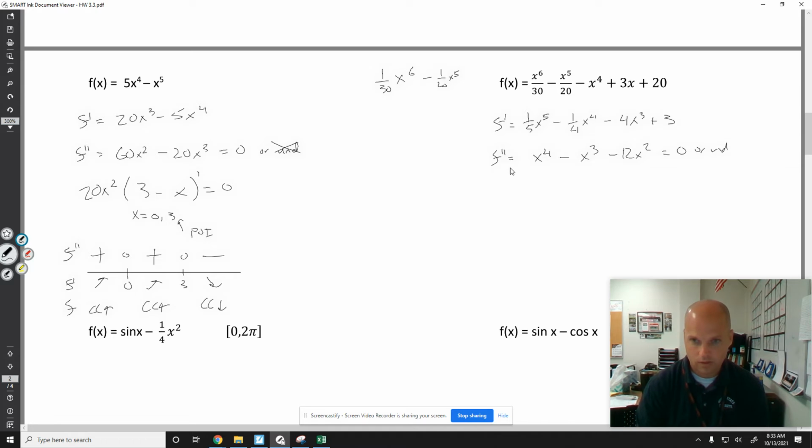Set this equal to 0 or undefined. I'm going to factor out an x squared. No denominator, don't have to worry about that. I will factor this to be x minus 4, x plus 3. I get negative 3, 0, and 4. Throw those down.